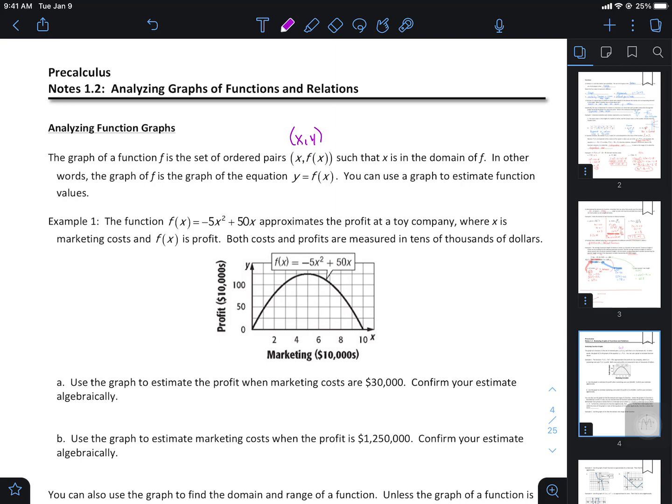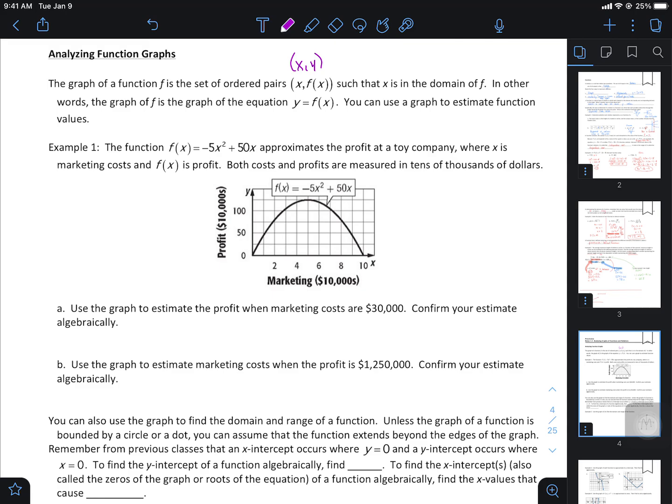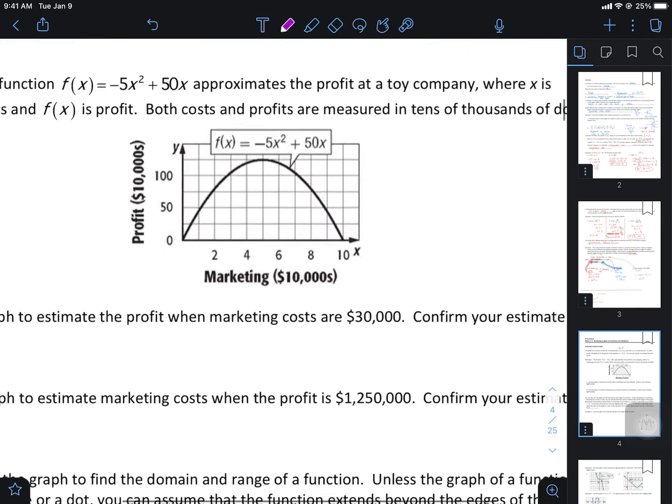We have a function that approximates the profit at a toy company, where x is the marketing cost and f(x), or y, is the profit. Both costs and profits are measured in tens of thousands of dollars. We're going to use the graph to estimate the profit when the costs are about $30,000, and then we can confirm it algebraically as well.